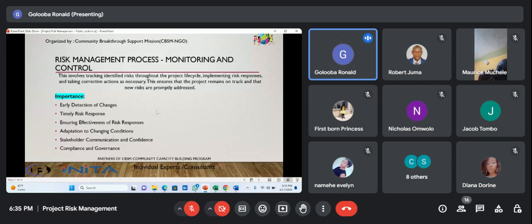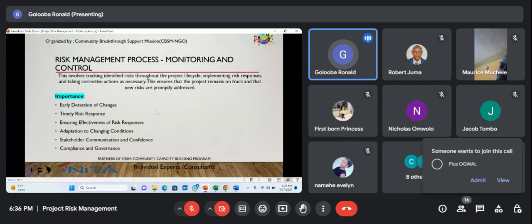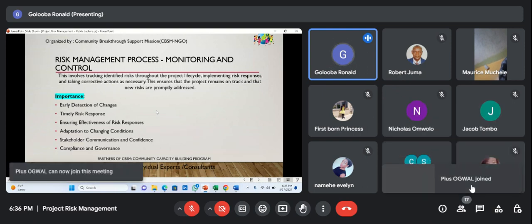Then, stakeholder communication and confidence. Of course, communicating these risks, based on the monitoring and controlling processes or data that you might have, to the different stakeholders enables them to also trust the institution's ability to manage the different risks effectively and deliver project objectives.